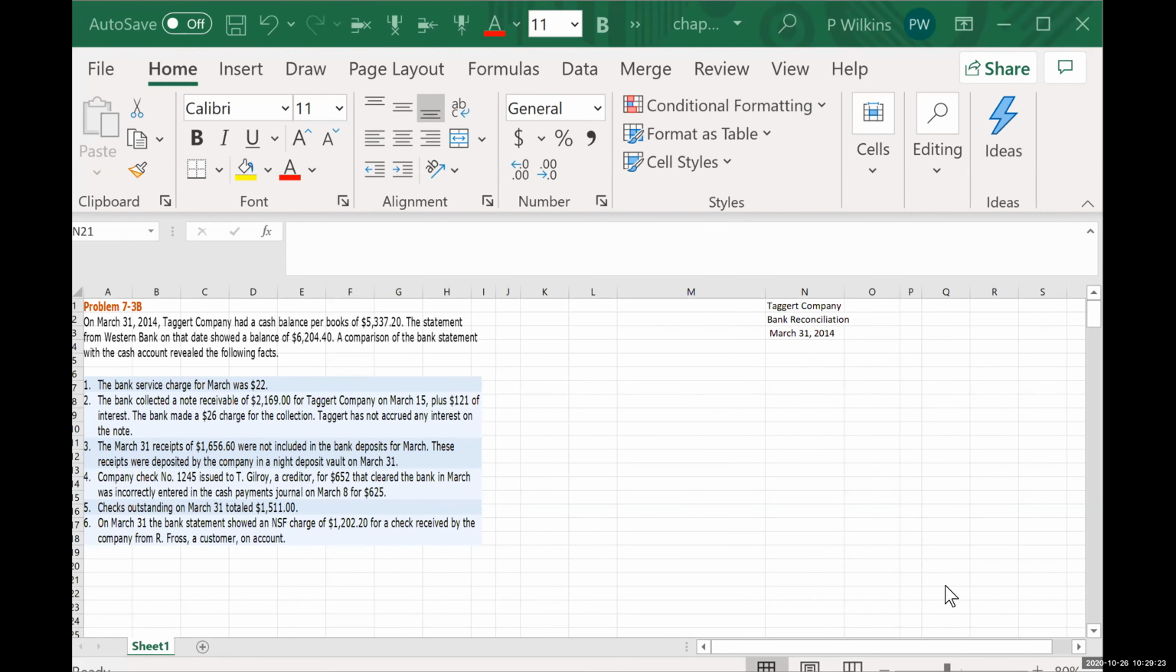So it says, on March 31st, 2014, Taggart Company had a cash balance per books of $5,337.20. The statement from Western Bank on the date showed a balance of $6,204.40. A comparison of the bank statement with the cash account revealed the following facts. And then it's got 1, 2, 3, 4, 5, 6, okay?